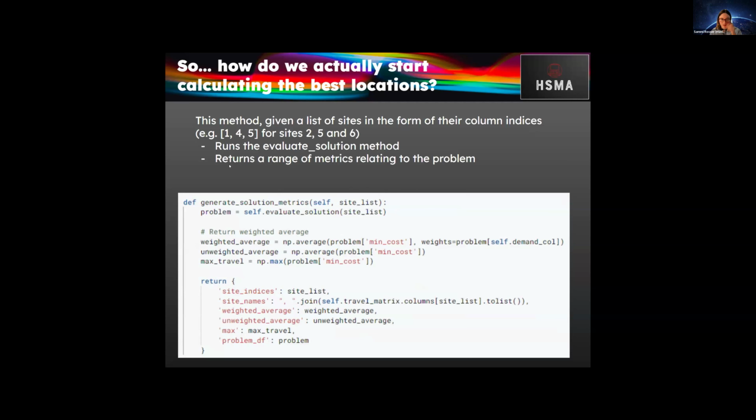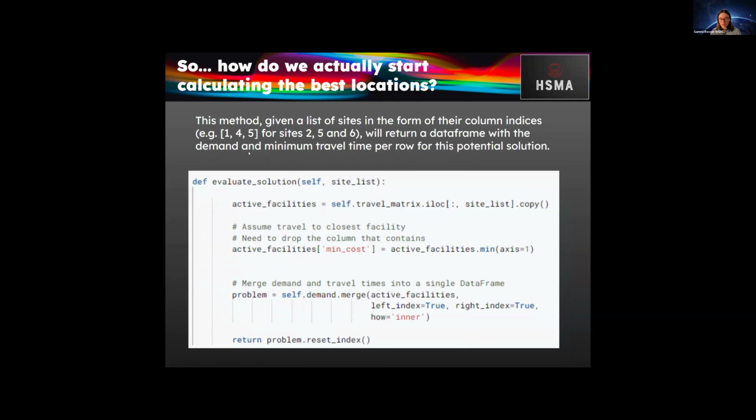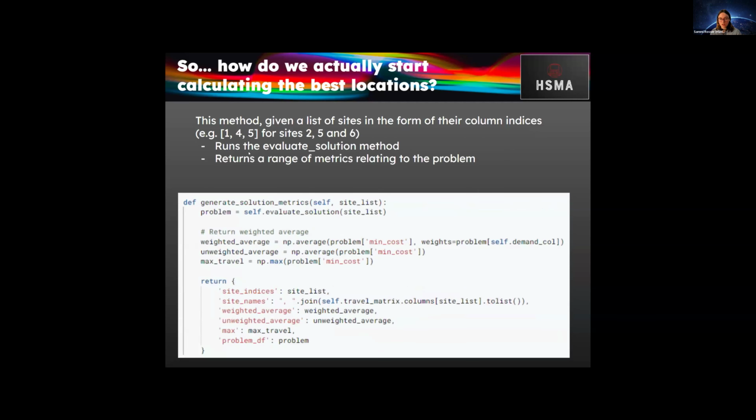What this method does is it runs the previous method, evaluate solution. So it evaluates the solution for us, and it returns a number of metrics relating to the problem. It returns this weighted average. It weights the travel times by the demand column. It returns an unweighted average as well. So if you do strip the demand out of this, what's the average? And it also returns the max travel time for any LSOA in this particular configuration of sites.